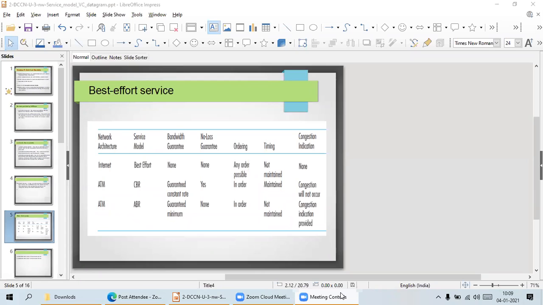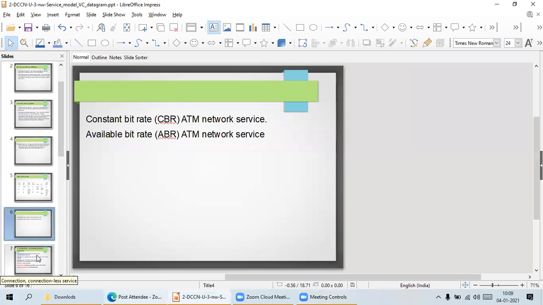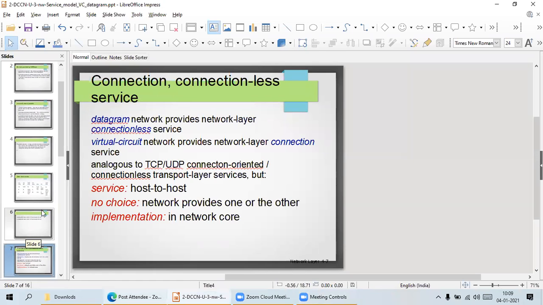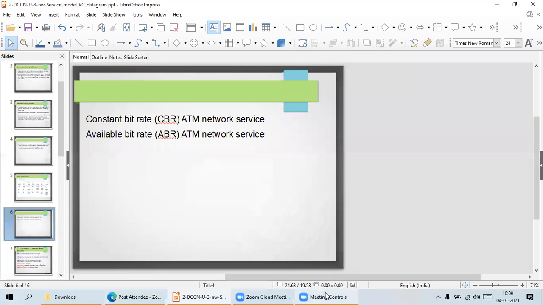This is all about network service models. Next, do you have any doubts in these network service models?